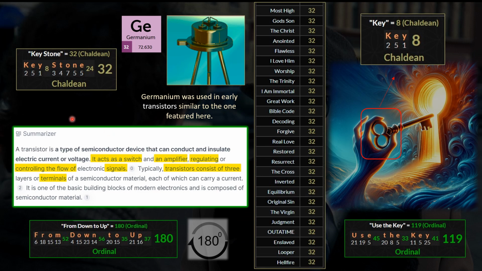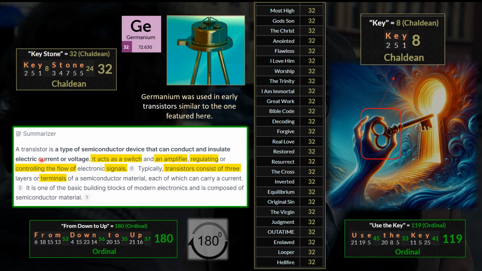So when we break down the word keystone, we see that it sums to the number 32 in Chaldean. Going to the periodic table of elements, we see that 32 is the element germanium, the Ge element, the first couple letters for Jesus. It also has an atomic weight for 72. 72 is tied to the 72 angels and demons, or the 72 names of God. And germanium was used in early transistors similar to the one featured here. So this is the artwork for the periodic table of elements. It appears to me that it's on a mirror. There's a break in one of the legs that looks like it's a mirrored reflection.